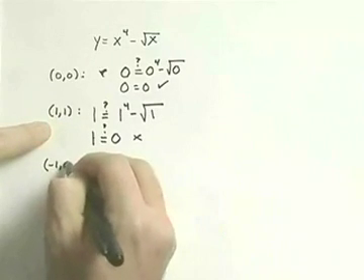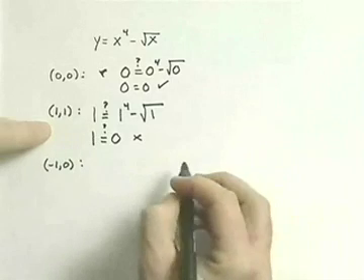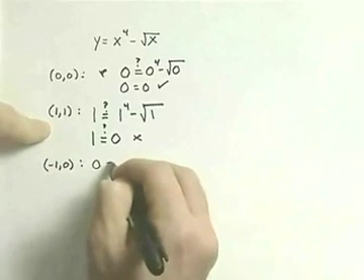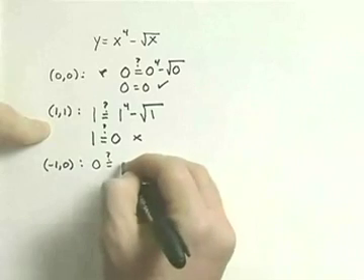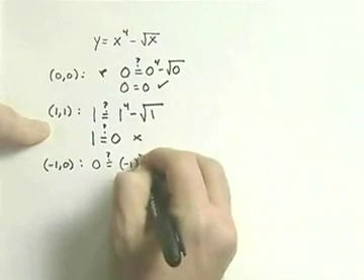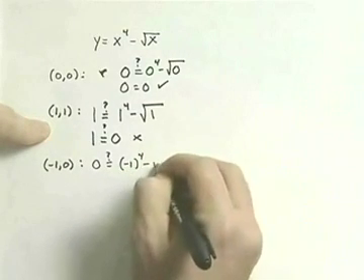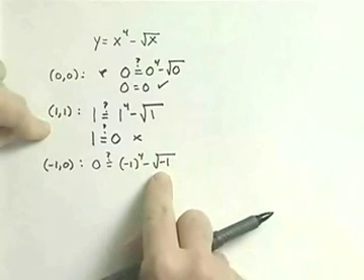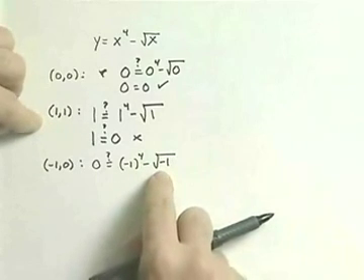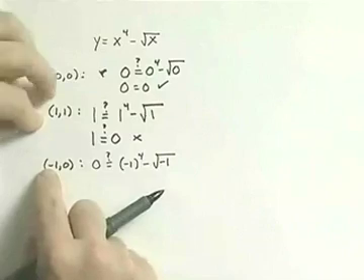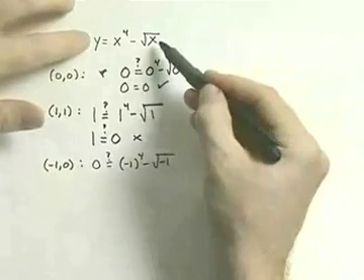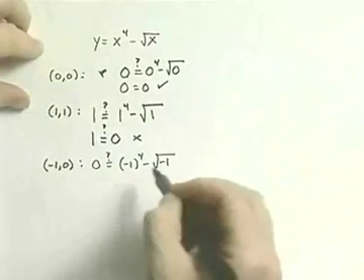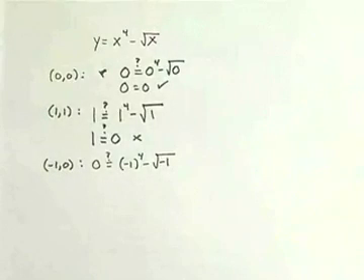How about (-1, 0)? For (-1, 0), in place of y, we put 0, and we want to know, does that equal negative 1 to the fourth power minus the square root of negative 1? The square root of negative 1 is not a real number, and therefore negative 1 is not in the domain of the variable x. For that reason alone, (-1, 0) is not a point on the graph.